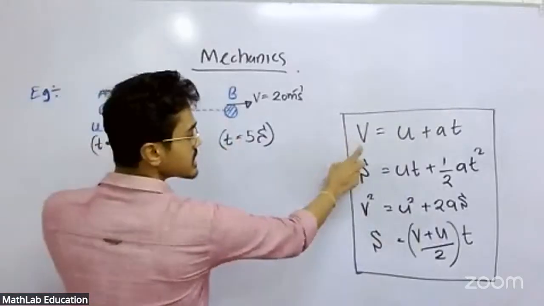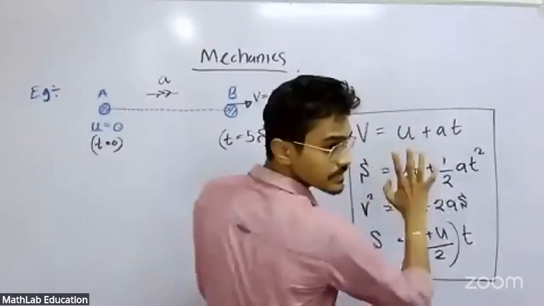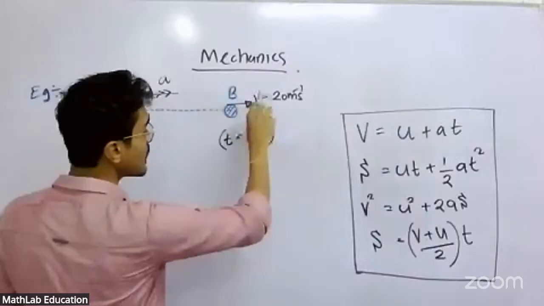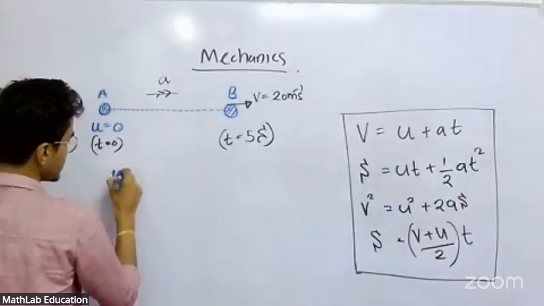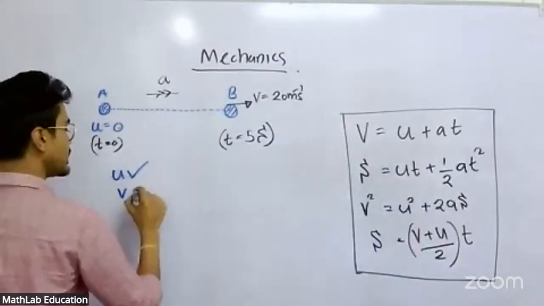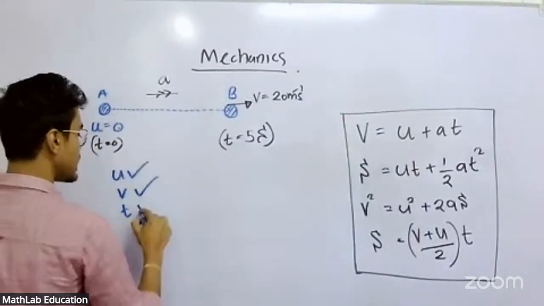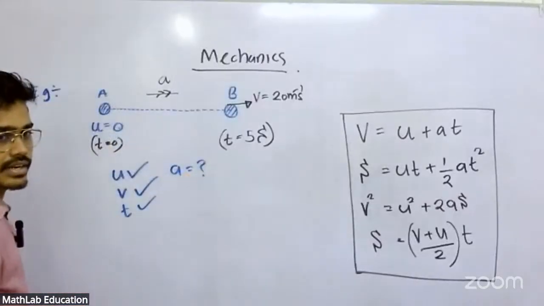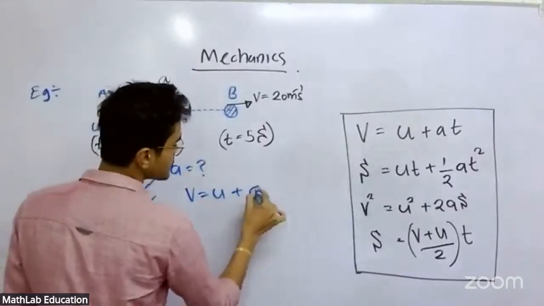So therefore, in this equation, we have final velocity, initial velocity, acceleration and time. Initial velocity is 0, which means that is known. Final velocity is 20, which means that is known. Time is 5 seconds, that is known. What I need is acceleration. Right? So easily we can use v equals u plus at.